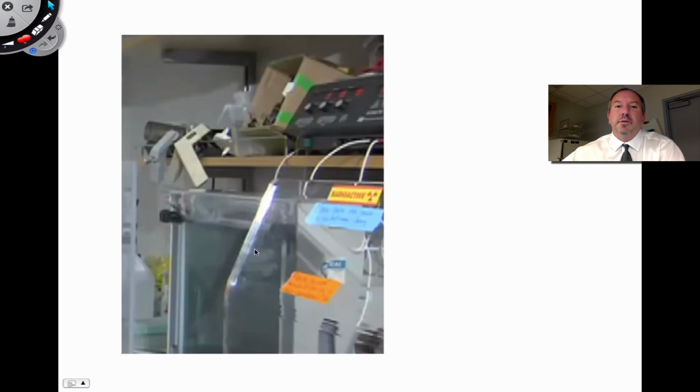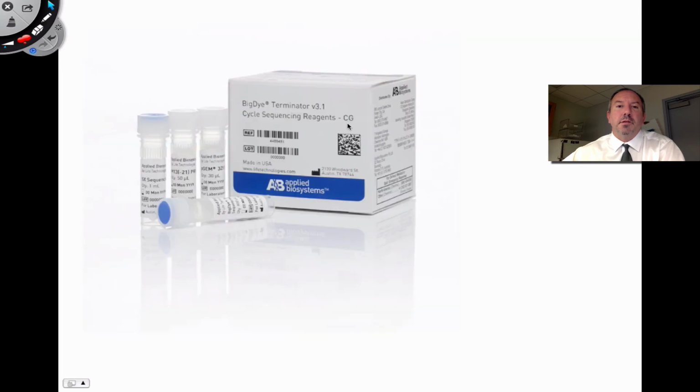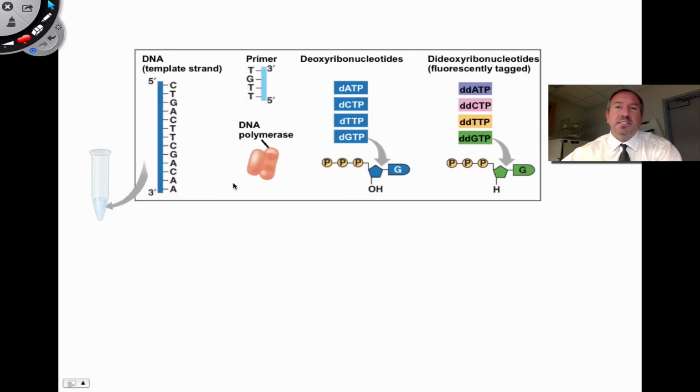And again, here's a picture of the vertical polyacrylamide gels that were used, and here's the power supply. But lately, as I mentioned, we're using reagents that are fluorescently tagged, like from Applied Biosystems. They have big dye terminators. And these particular 4 nucleotides, these are the ones that we use in our lab, are fluorescently tagged. It's the same principle, but it's a lot safer.